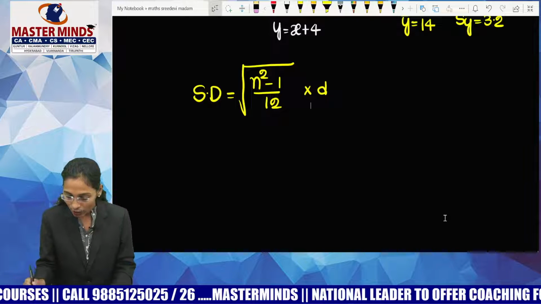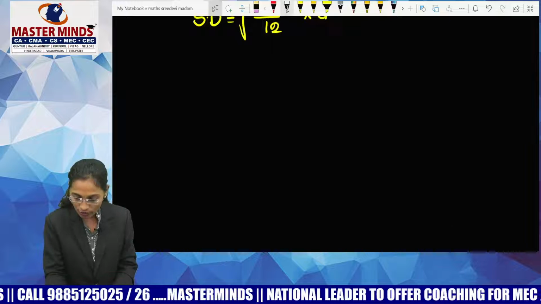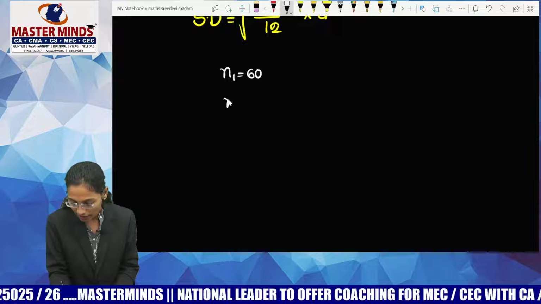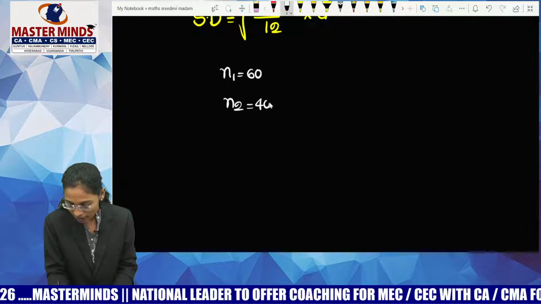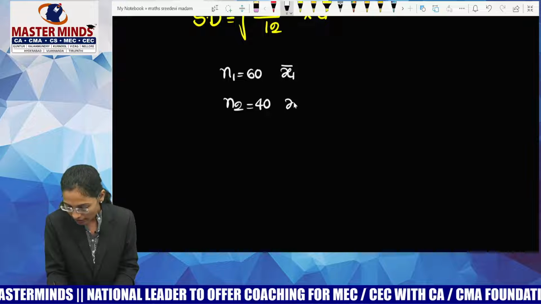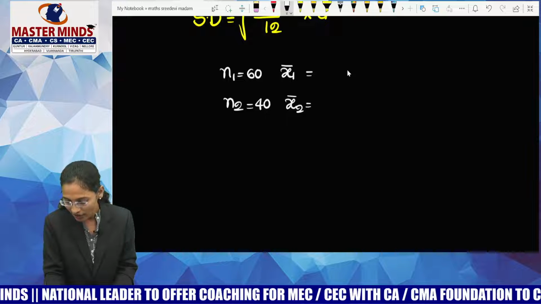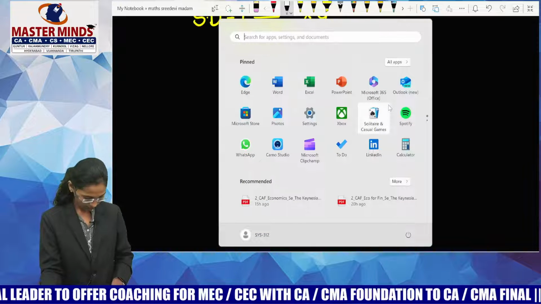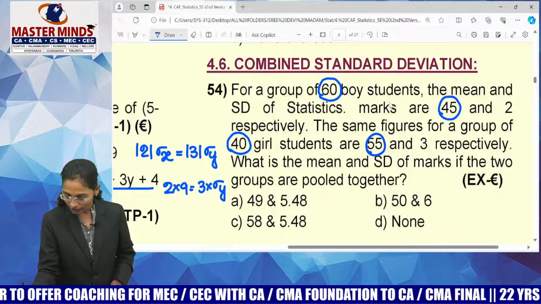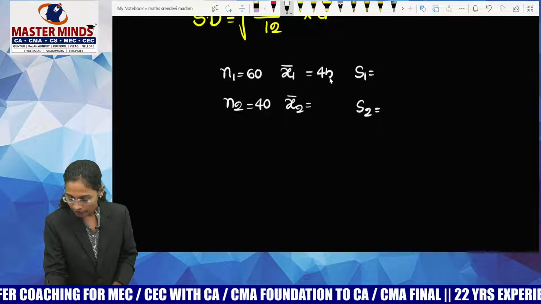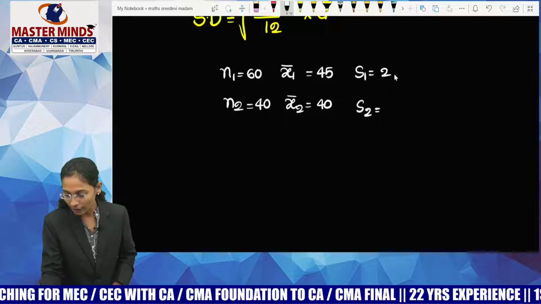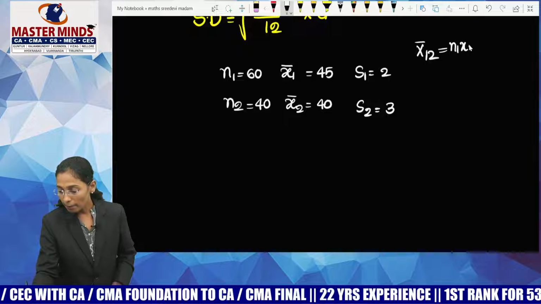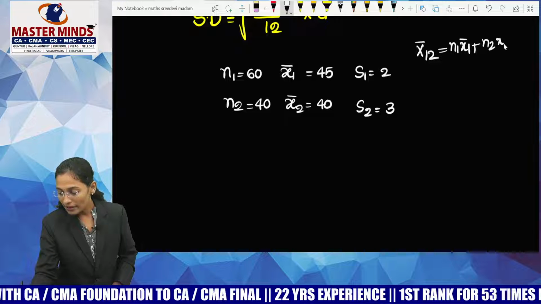For that, let me write down what are N1, N2 and what are S1, S2 and what are X1 bar, X2 bar. N1, 60 members. N2, 40 members. What is the arithmetic mean? So X1 bar is given, X2 bar is given, S1 is given, S2 is given. Let us write down their means and standard deviations. Means 45 and 55, standard deviations 2 and 3. So guys, tell me the formula for X bar 1, 2. You all know: N1 X1 bar plus N2 X2 bar by N1 plus N2.